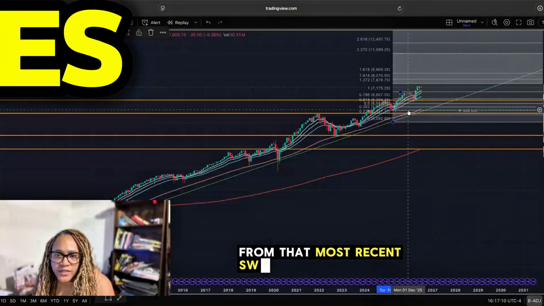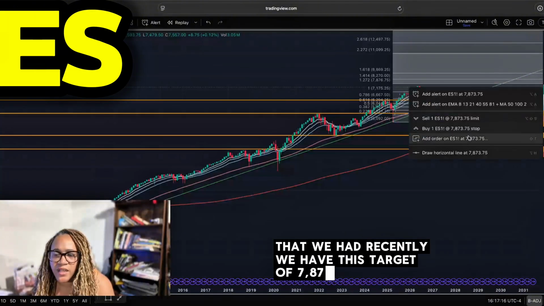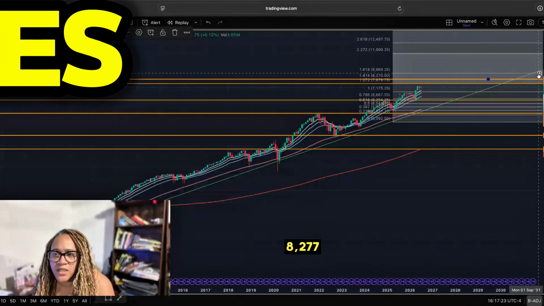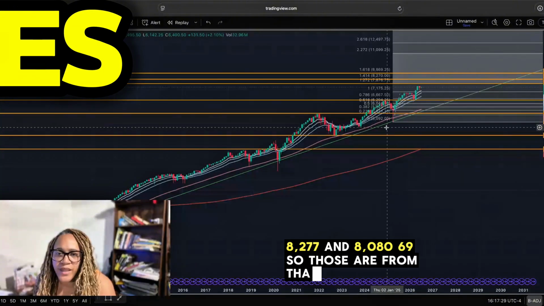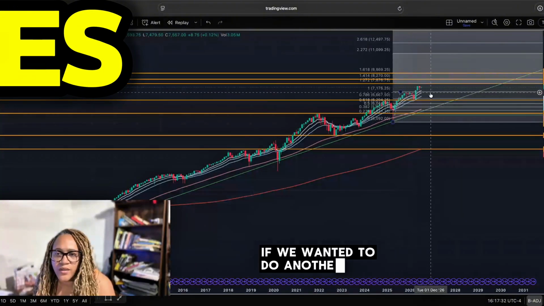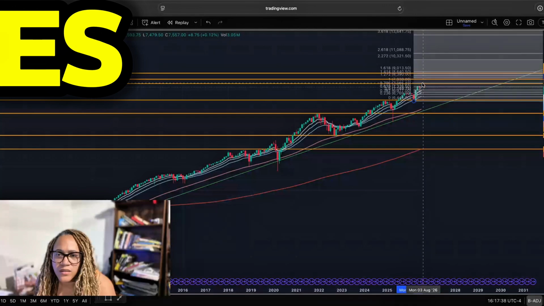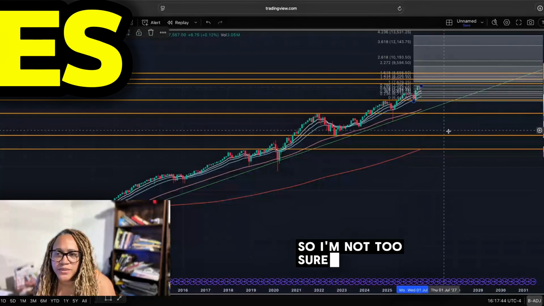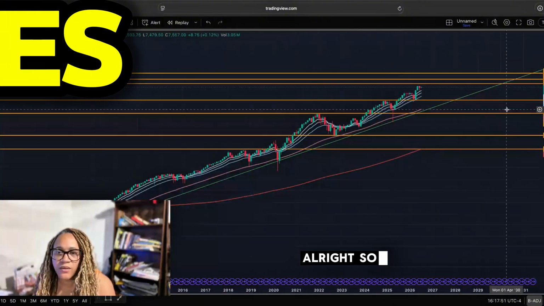So from that most recent swing for the recent resistance that we had recently, we have these targets of 7,873, 8,277, and 8,080.69. So those are from that swing low. If we wanted to do another plot, let's see. But this is the monthly, so I'm not too sure how I feel about that. Let's just wait a little bit. All right, so I'm okay with that.